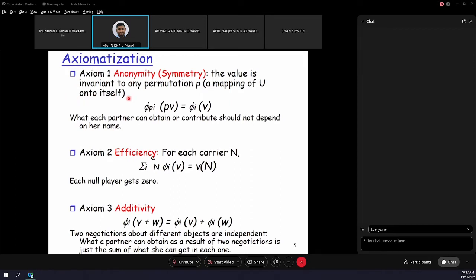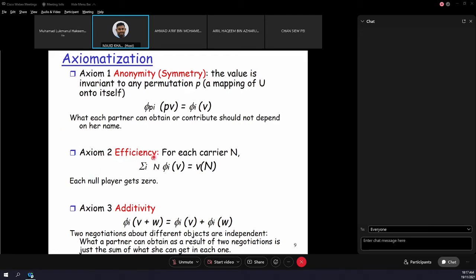What each partner can obtain or contribute should not depend on her alone. It should be a coalition. That's why the first one is called symmetry. The second axiom we call efficiency.